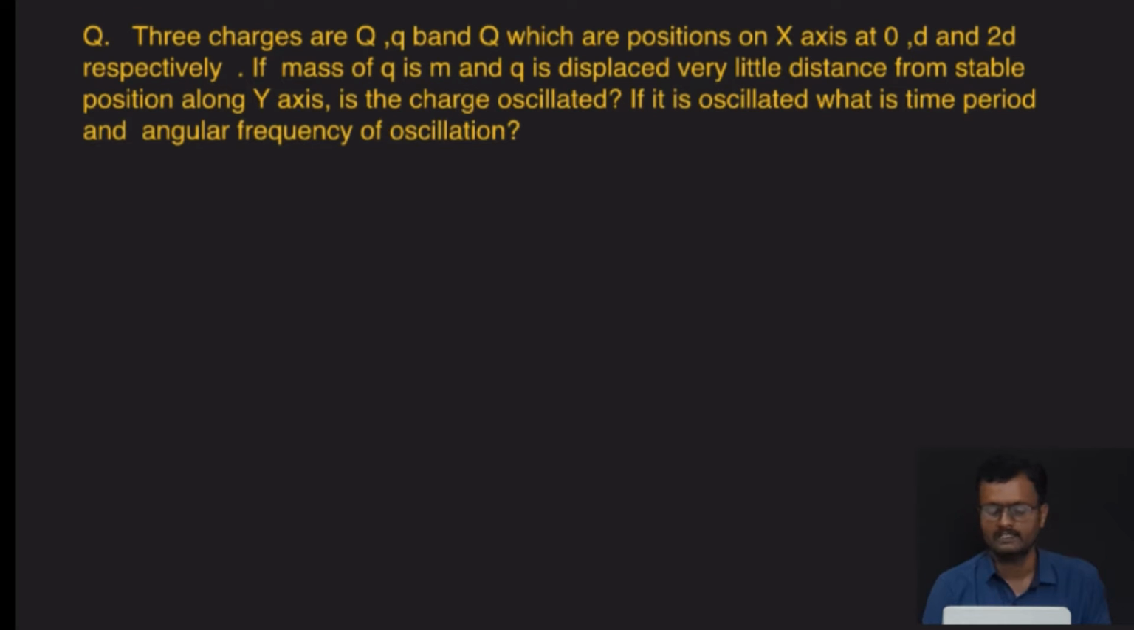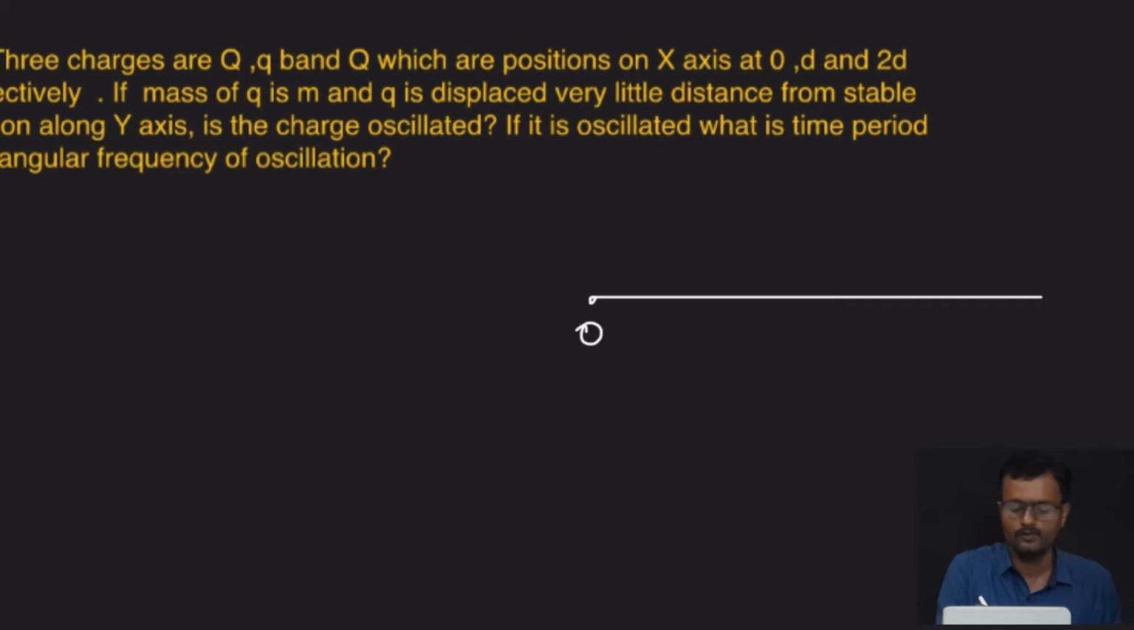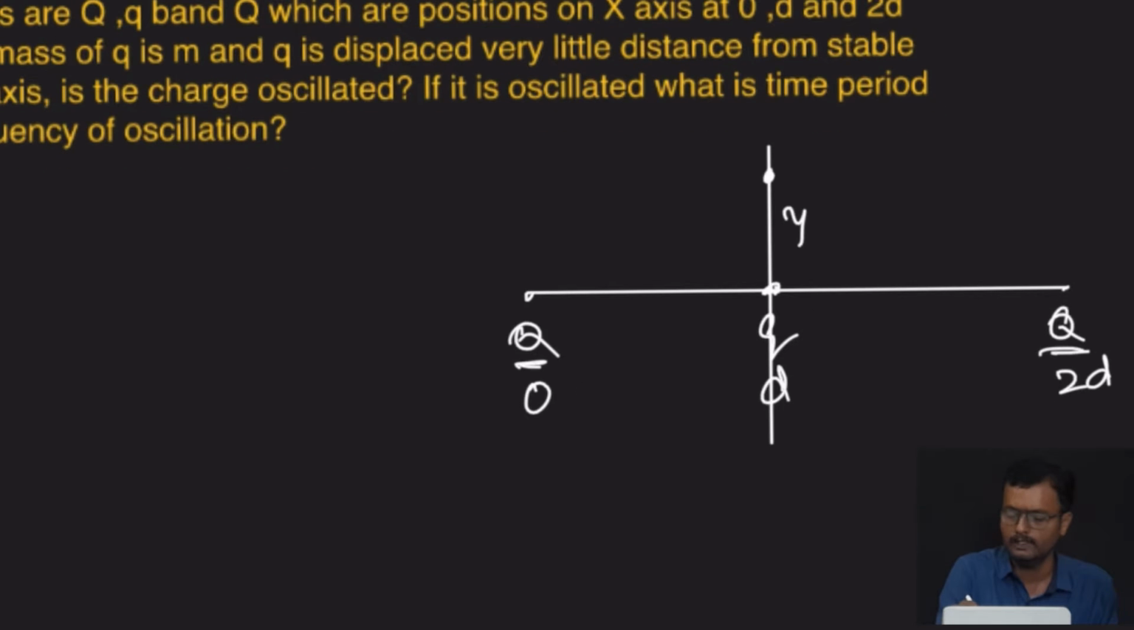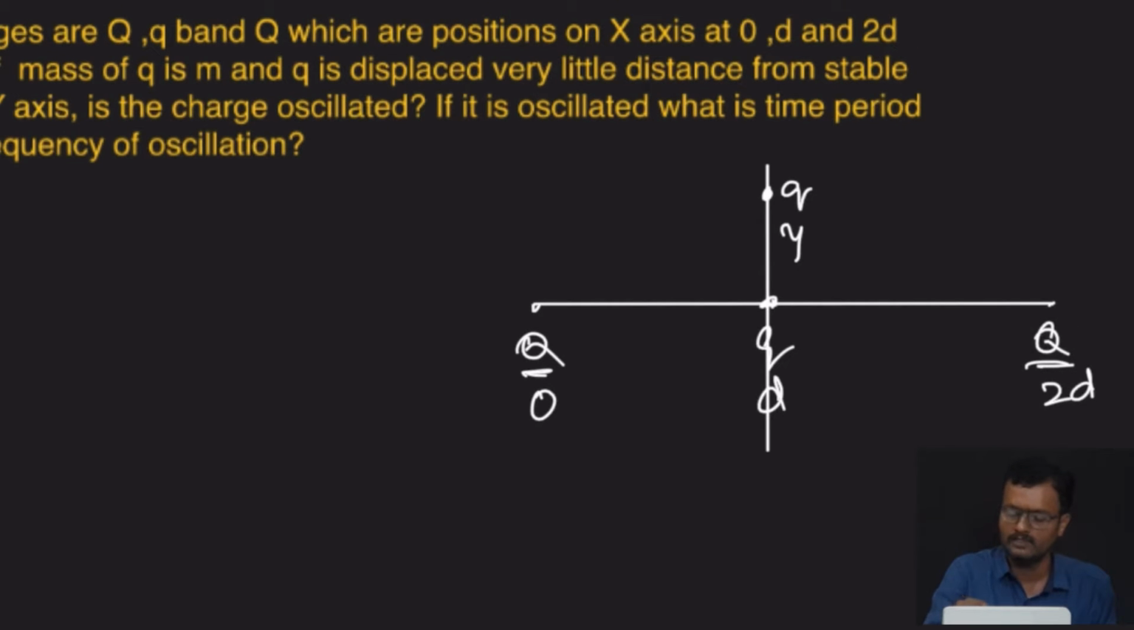Which are the positions on the x-axis at 0, d and 2d respectively, if the mass of q is m and q is displaced a very little distance from the stable position along the y-axis? Is the charge oscillated? If it is oscillated, what is the time period and angular frequency of oscillation? See here, from the data, small q and big Q positions are 0, d, 2d on the x-axis. Now q is displaced a little along the y-axis, let it be y. Now the position of the small q is here.